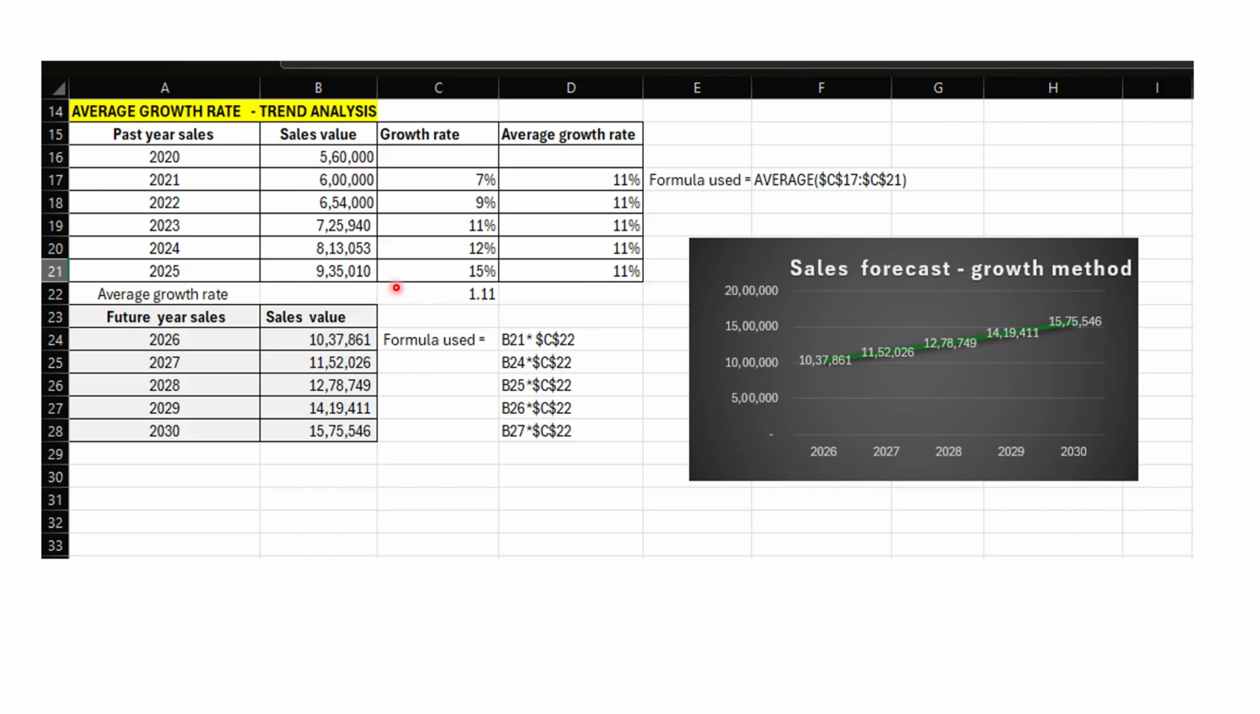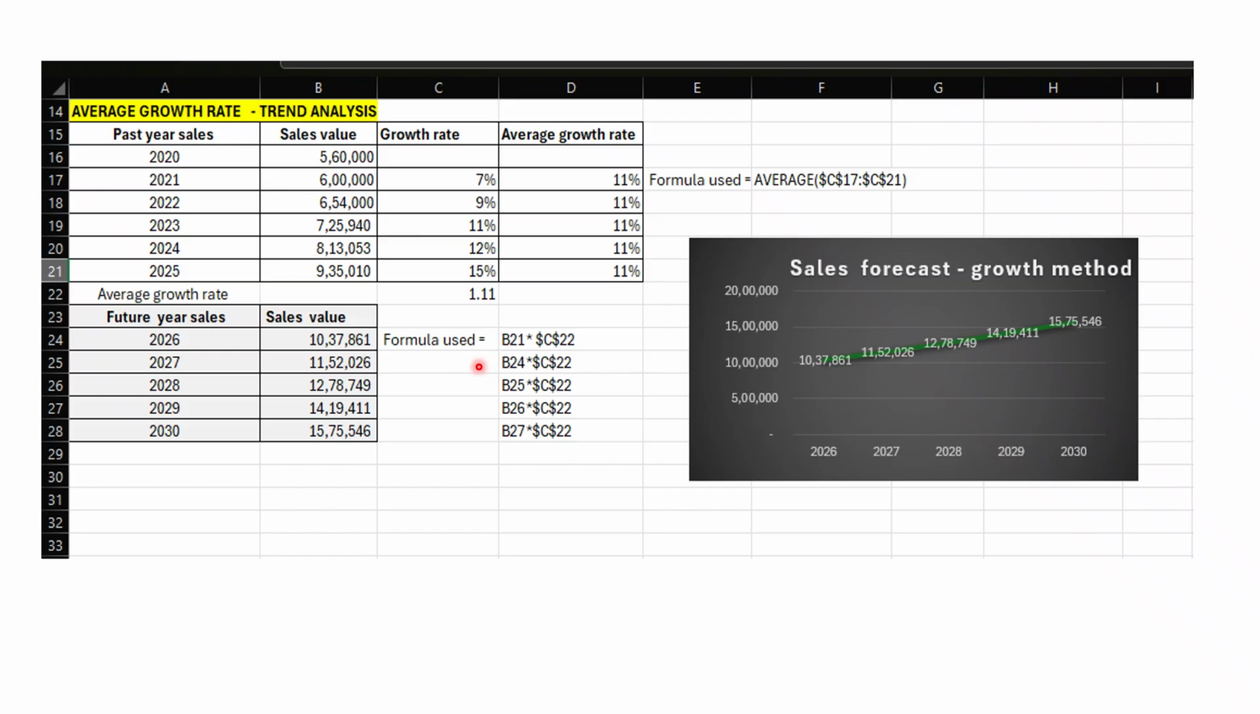So the actual sales value will be different. These are all my estimations. For the future period, I'm estimating the sales can be raised by an average of 11 percent. But the actual sales value will vary. But if the management believes my market range will remain the same, and my sales will grow at the average growth rate of 11%, then we can use this method. So here 9,35,010 plus 11 percent, you will get this.